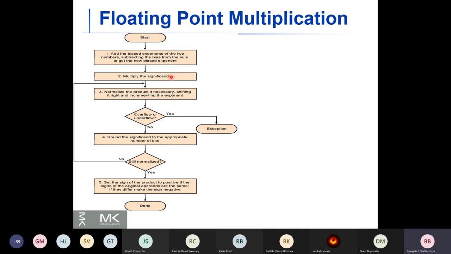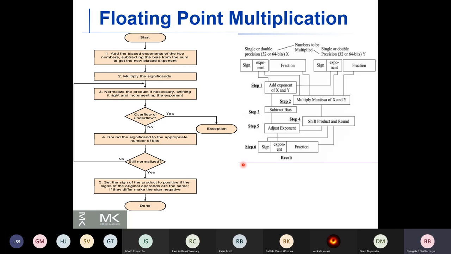And then you multiply the significands using integer multiplication, and normalize the product if necessary, shifting right and incrementing the exponent. And see here, all you need is to shift right. You don't need to shift left, because after multiplication the product is going to increase anyway. Overflow, underflow, yes, some exception. Otherwise, round the significand to the appropriate number of bits. Normalized, yes. Set the sign. Otherwise, repeat along this loop a couple of times until it becomes stable.